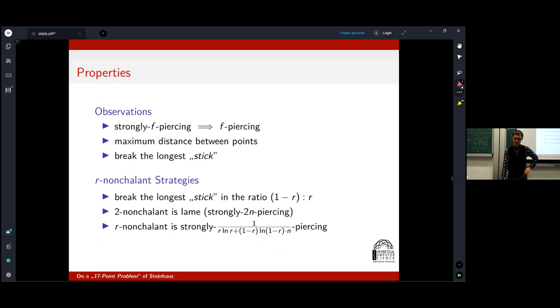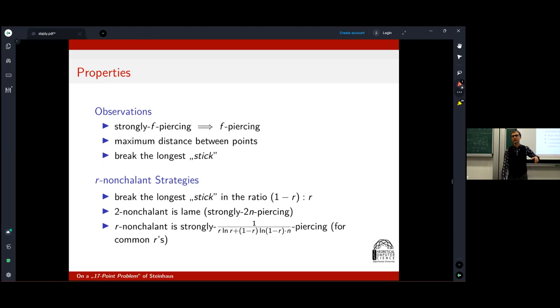And we are able to say something about strategies that use other ratios for breaking. And we are able to say that they are piercing. And if you would use one half here for R, you would get the correct result, like 1/ln2. But as I said, for two, it's not the correct answer you get, that it's 2N piercing, because you can't use all R's. Some R's are not good, and it's complicated. So it would be nice to use R equal 1/2, but you can't use it because something breaks.